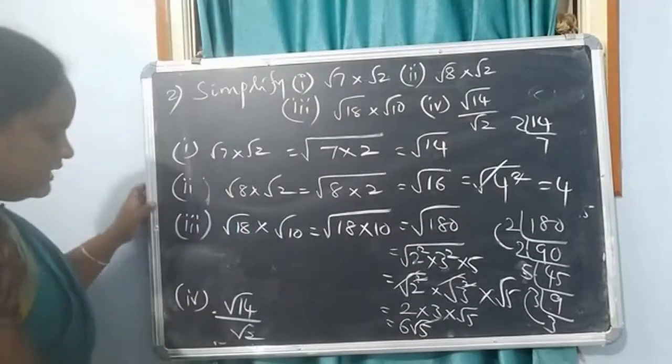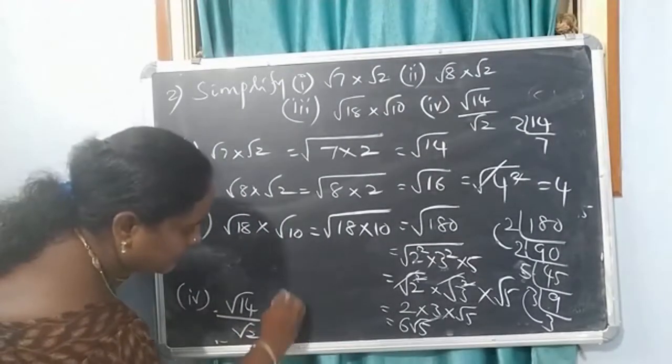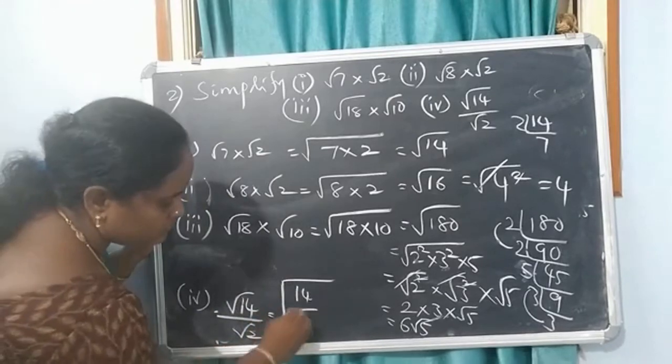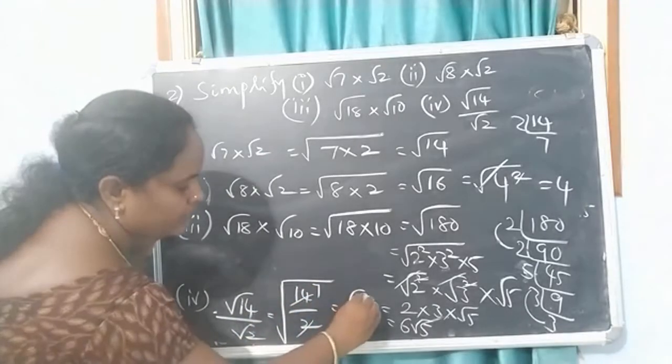Now let us move on to root 14 divided by root 2. This can be written under the same root, 14 and 2. We can divide under the root. 2 7s are 14. So root 7 by 1, that is root 7 is the answer.